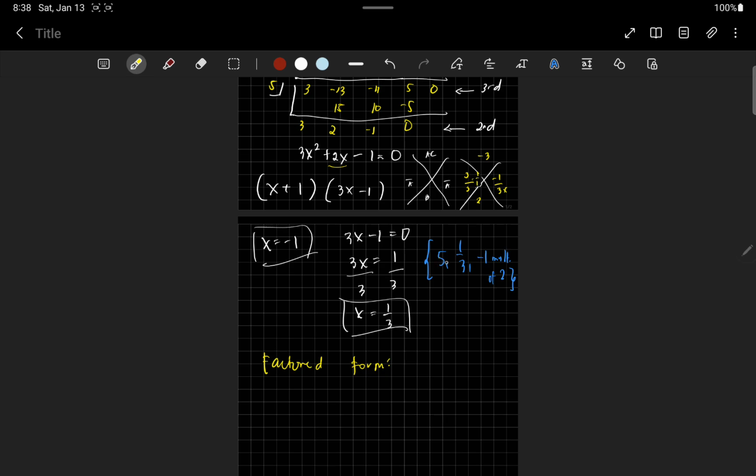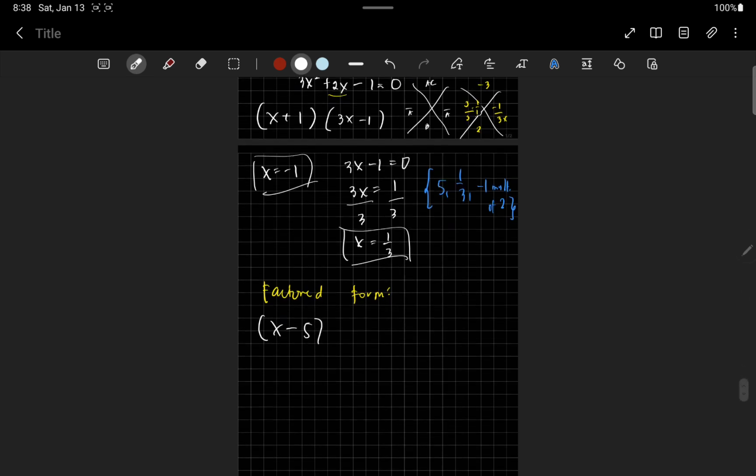Kung ang roots mo is positive 5, ang factored form niya is x minus 5. Di ba kaya nga tayo nagkaroon ng 5 dyan? Nanggaling siya dito sa equation na to. Kasi x minus 5 is equal to 0. Transpose negative 5 to other side, you have x is equal to 5. Kumbaga, yung mga roots natin, gagawin natin siyang equation or factored form.